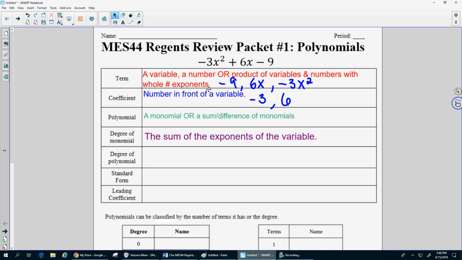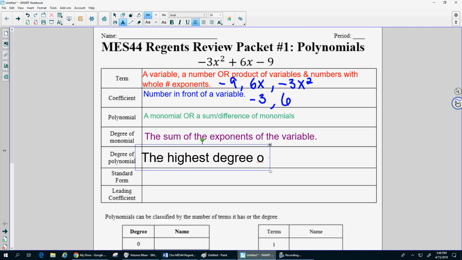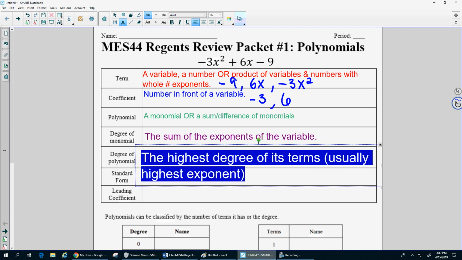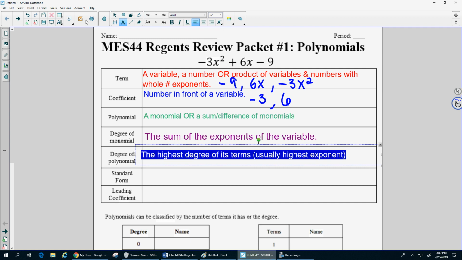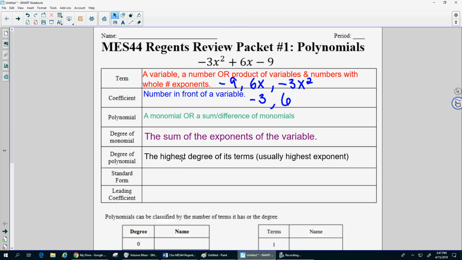So for example, in negative 3x squared, that's a monomial. The degree is going to be 2 because that is my exponent. In 6x, the degree is going to be 1 because I have an exponent of 1. Now the degree of your entire polynomial is going to be the highest degree of its terms. And it's usually your highest exponent. So when we take a look at the entire polynomial above, it's going to have a degree of 2 because that is my highest exponent.